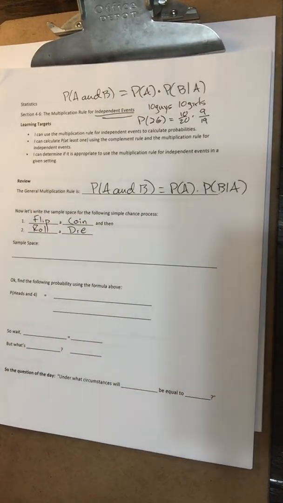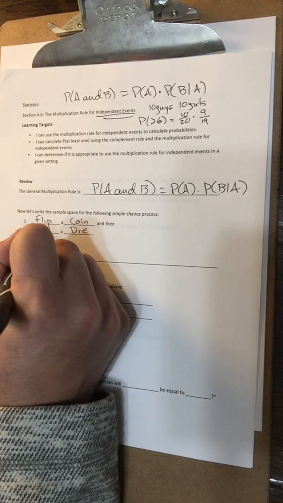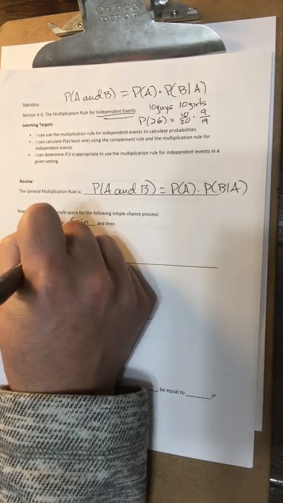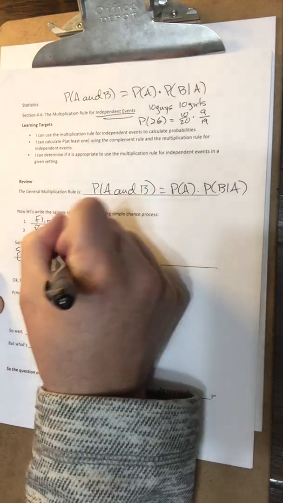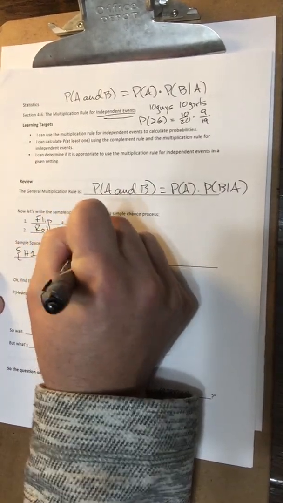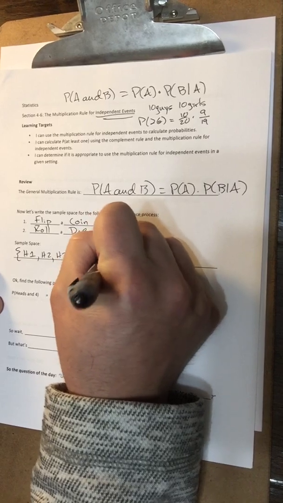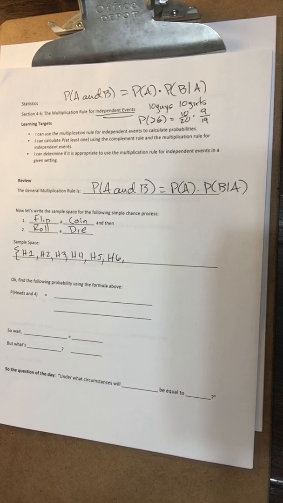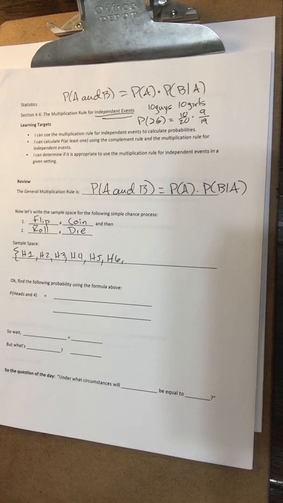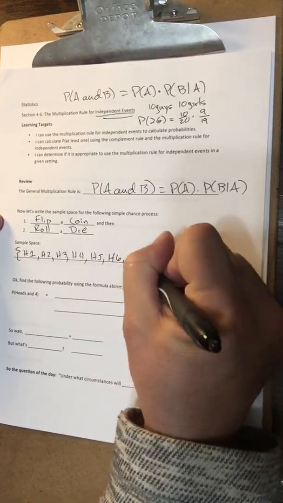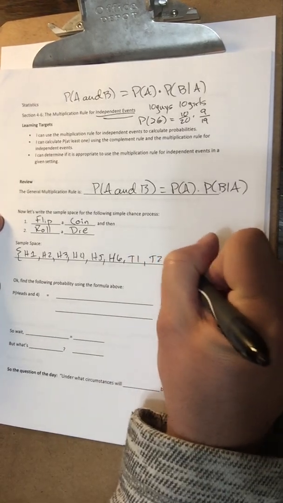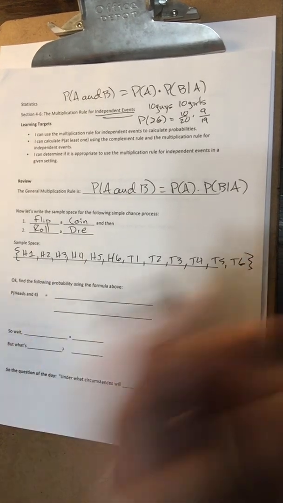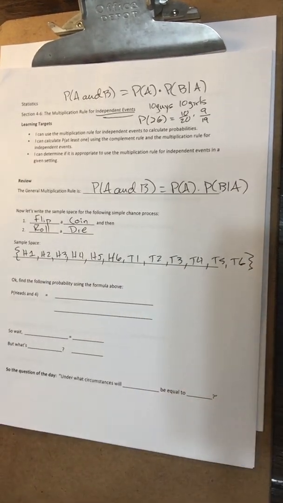The sample space would go like this. You could get heads and roll a 1, so I'm going to write H1, or heads and 2. So I'm going to write this out: 3, 4, 5, and 6. Now those are all the possibilities if heads comes up first. But it's also possible that tails comes up first. So now I've got tails and a 1, tails and a 2, tails and a 3, and a 4, and a 5, and a 6. That's my entire sample space.